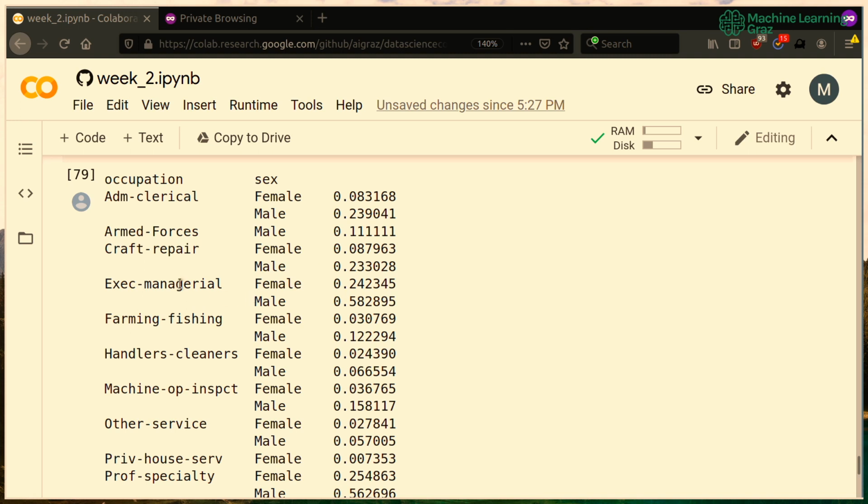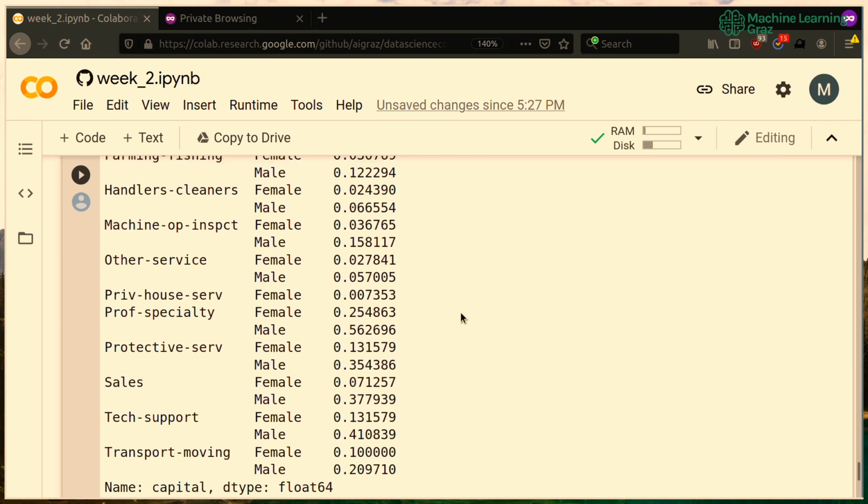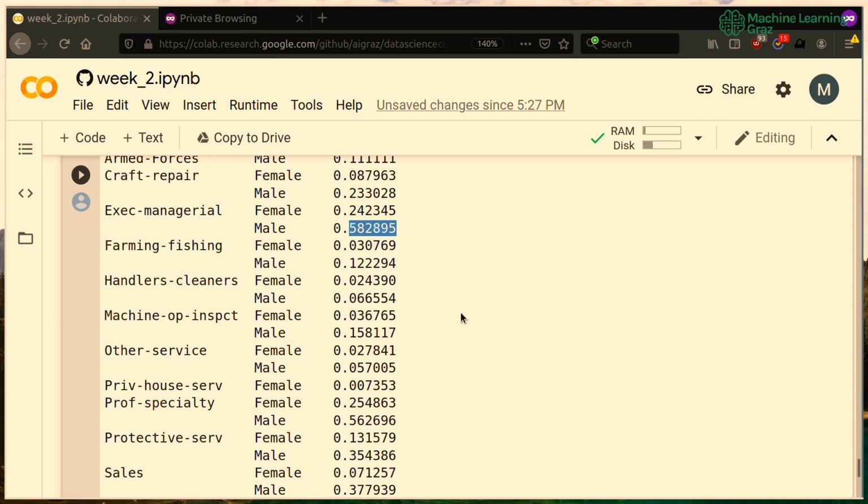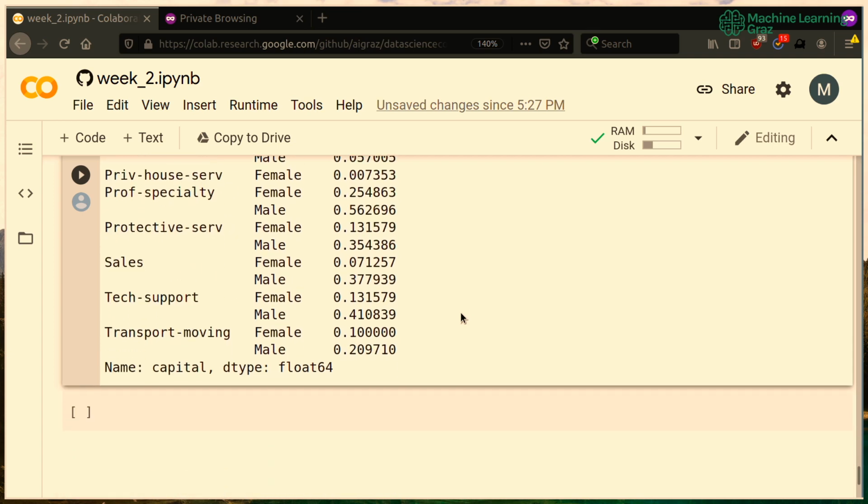But here is shocking. This one, executive managerial. Manager. Yeah. Executive manager. Yes, thank you. You can see here males have 58% of them getting over 50k, and only 24% of females. That's a huge gap. So it means that 75% of female executive managers get less than 50,000. Exactly. Wow.